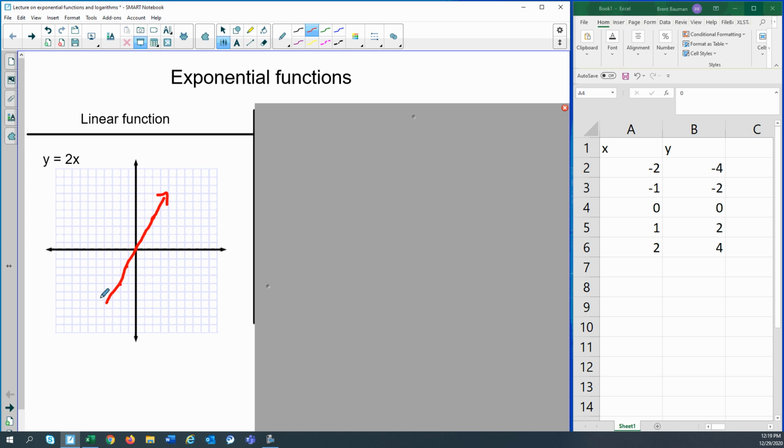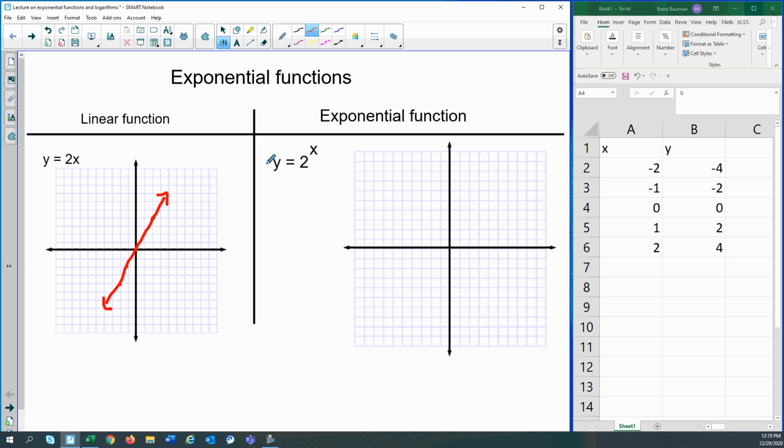You're increasing at the same rate. We're increasing by 2 each time if we go up by 1 on the x. Okay, so that was our linear equation, nice straight line. I found a couple points to get us an idea of what that line looked like. Now let's look at what an exponential function looks like.